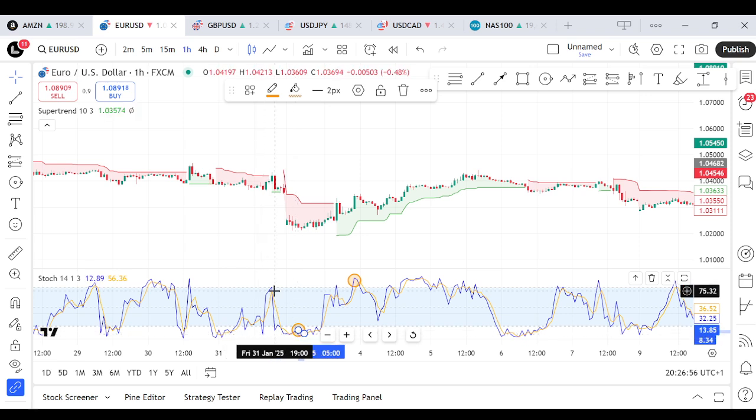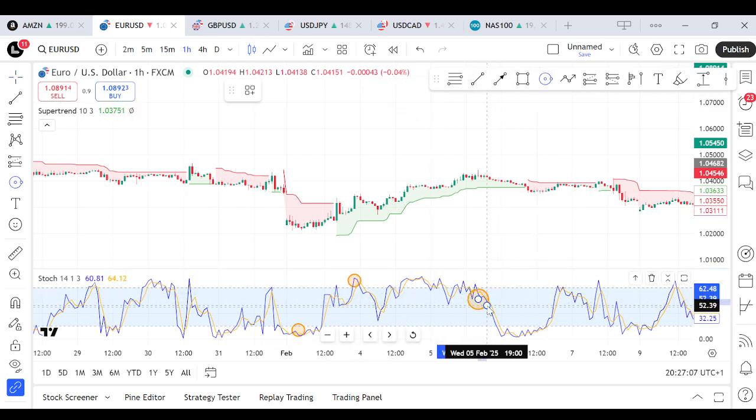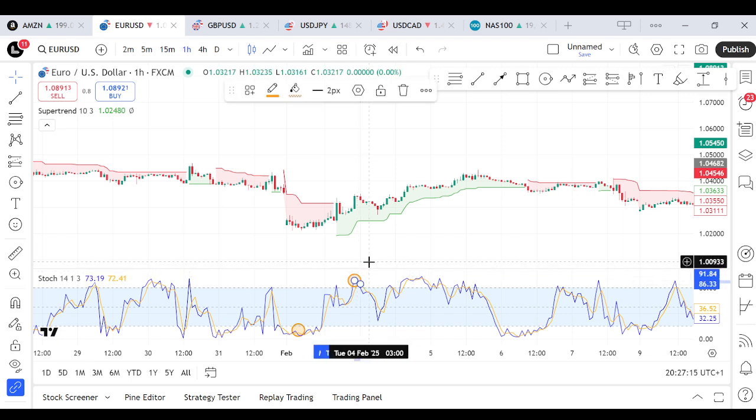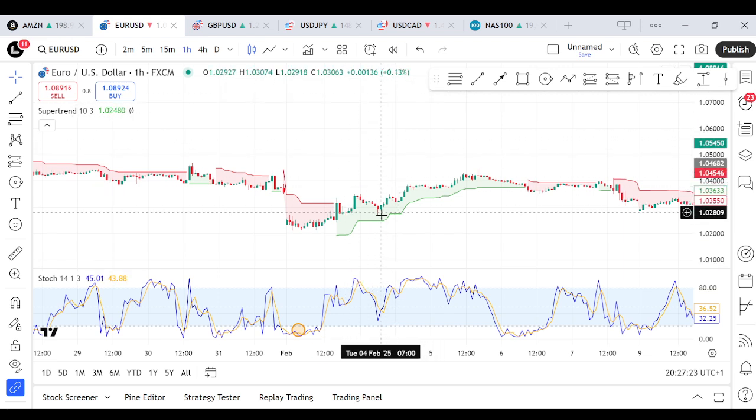They have to cross themselves. The lines, the %K and the %D, have to have this crossover in overbought and oversold zones, and not within this area, not between 80 and 20. So that is one thing to note. In simpler terms, this strategy ensures that you're trading with the trend while also timing your entries more accurately using momentum signals provided by the Stochastic Oscillator.